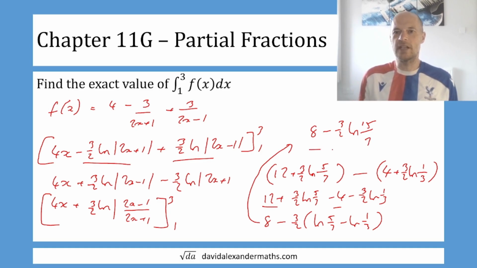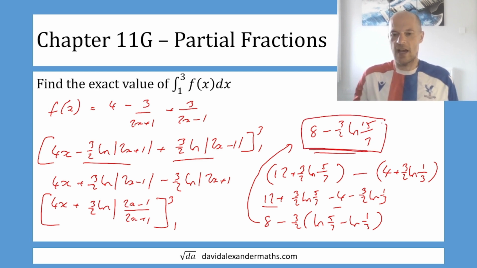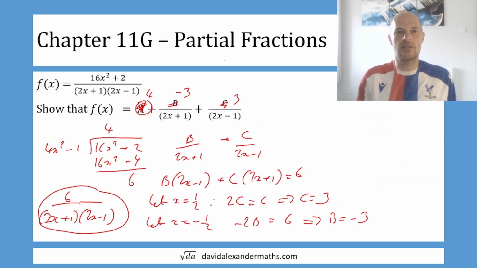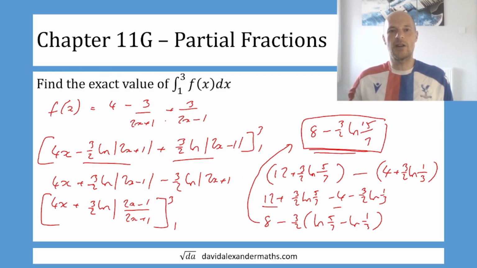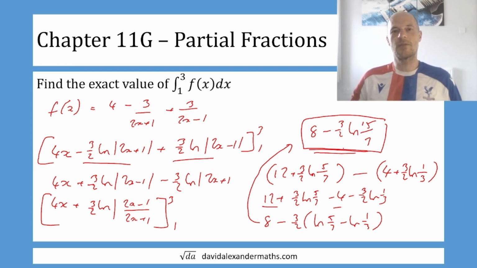Okay, now what we need to do, just to double check we've got this right, is get this as a decimal, grab our calculator, and integrate that on your calculator. Double check that the decimal equivalent of 16x squared plus 2 over 2x plus 1, 2x minus 1 between the limits of 3 and 1 is exactly the same as the decimal equivalent of 8 minus 3 halves ln 15 over 7. And as long as they match up, we know we've got it right.